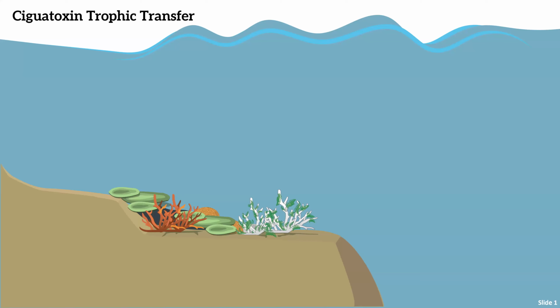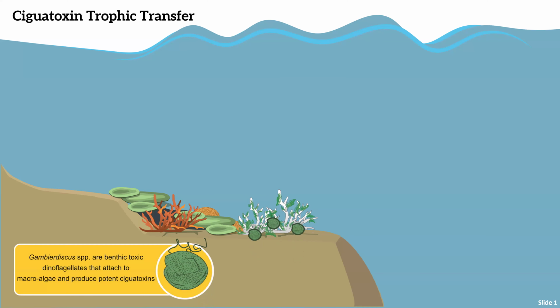So first I'll tell you a little bit about what ciguatoxins and ciguatera poison is. Gambierdiscus are benthic toxic dinoflagellates, and they attach to macroalgae, and they can then produce potent ciguatoxins. Unlike other harmful algal bloom species that you normally see planktonic in the water column, you can smell them and see them from long distances, because these guys are actually benthic, attached to that benthic macroalgae and a lot harder to detect.